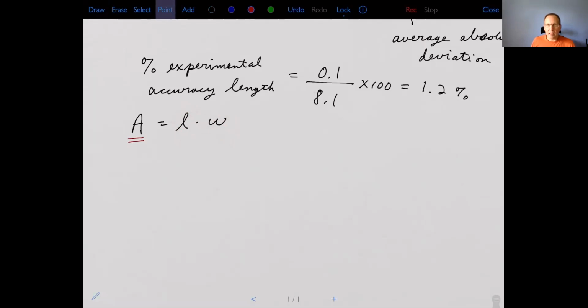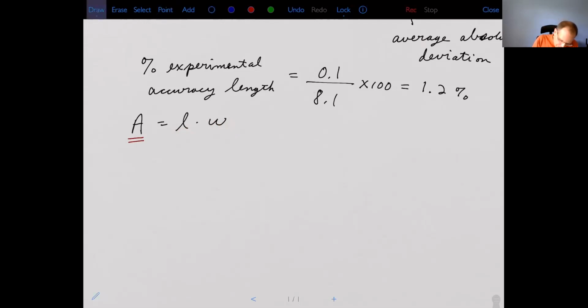So the rule is, if you want to compute the percent experimental accuracy for the dependent variable, in this case the area, and that variable involves multiplying or dividing a bunch of variables together, you have to add the respective percent experimental accuracies. So here, let me write out the formula. It's a little confusing, but let me write this out.